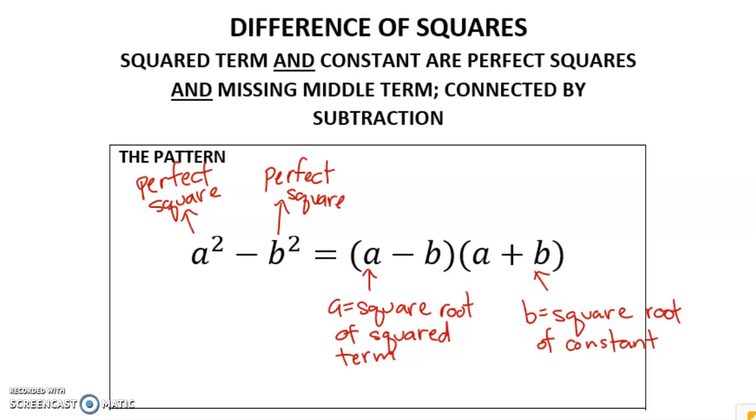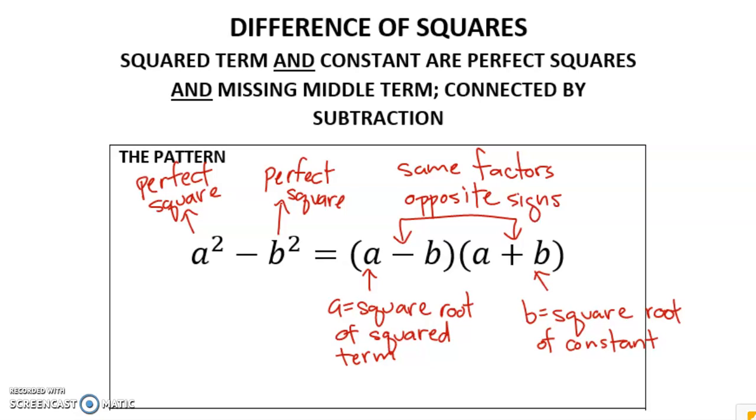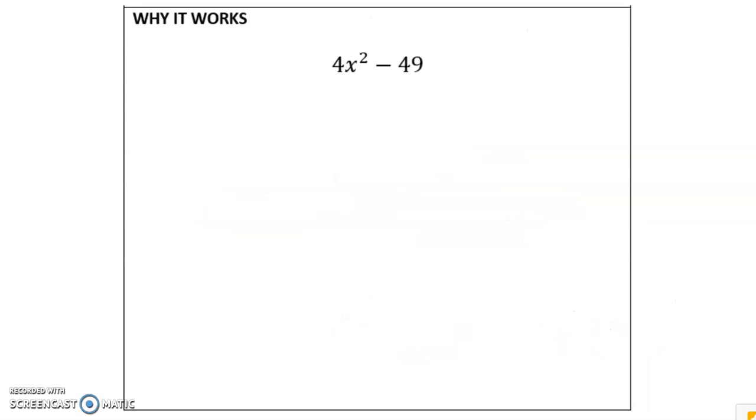Okay, and then if you'll notice, these are the same factors, right? We have A and B. But they just have opposite signs now. One's addition, one's subtraction. So everything should be the same except my signs. And we're going to see, I'm going to go through the long way first, and then I'll show what this pattern does for us, why we care.